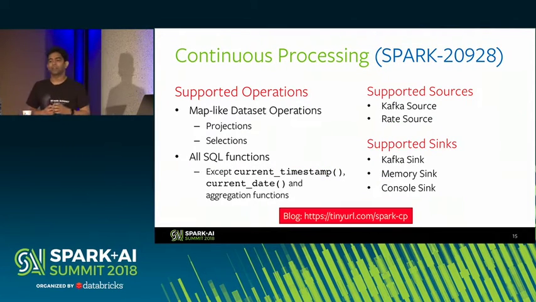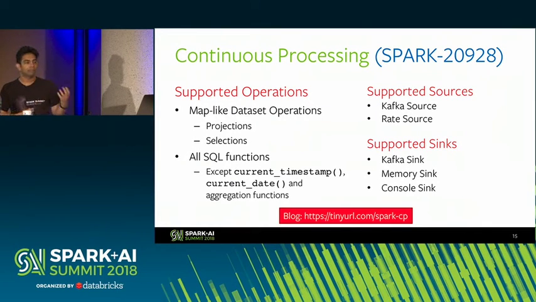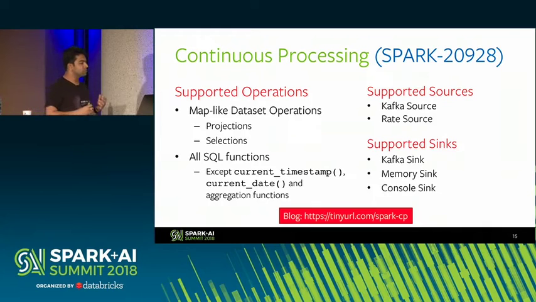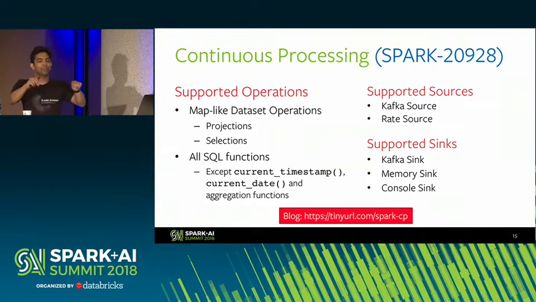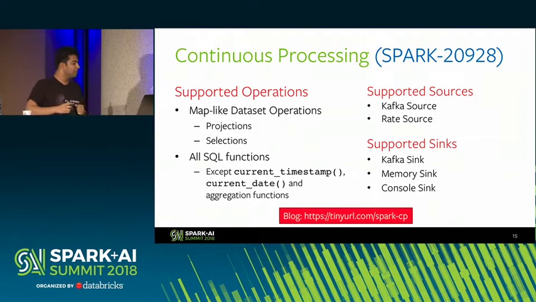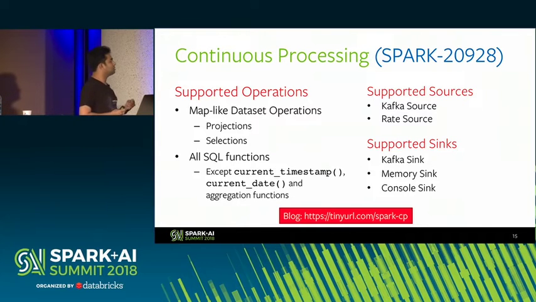So what's supported in the continuous processing model? The continuous processing model is marked as experimental for the 2.3 release. It supports all map-like Dataset operations. So you have support for projections, selections, and things like this. Anything that allows you to peek into the records as they are coming in at full speed. And then we support pretty much all SQL functions except aggregate functions for now. In terms of sources and sinks, we have out-of-the-box support for the Kafka source and sink. And then we also support the rate source and the memory sink and console sink for testing.